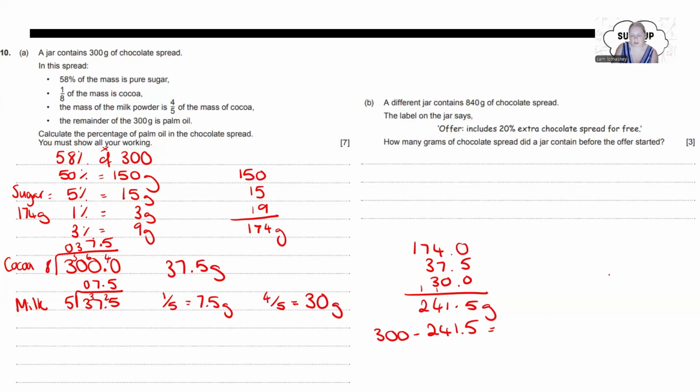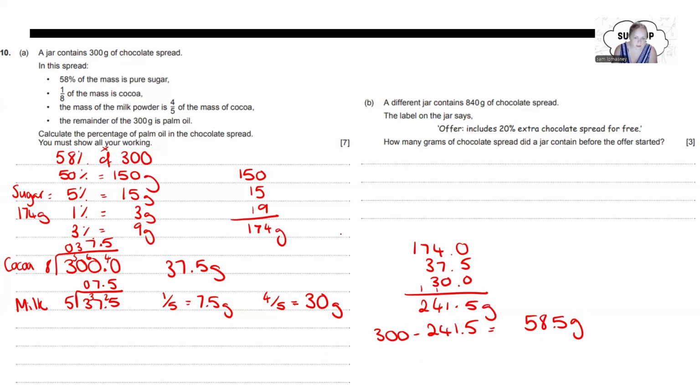If you want to, you can do column method or the adding up method. I know 0.5 will take it to 242. 8 will take it to 250. And then 50 left over. So there we go. And that's that done.